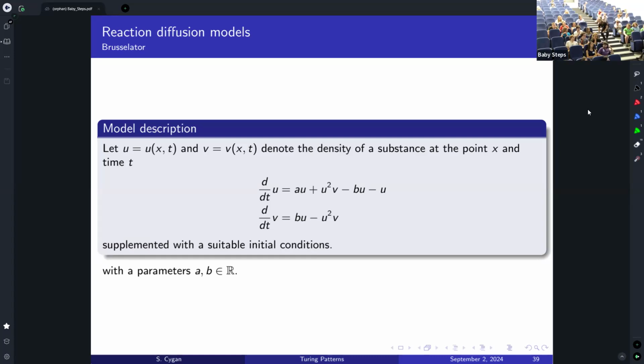Just a very simple question. What is the Laplacian? Oh yes, good point. It is missing here. Yeah, sure, this is missing. Of course, there would be a Laplacian here, and here would be the diffusion rates. Thank you, okay.